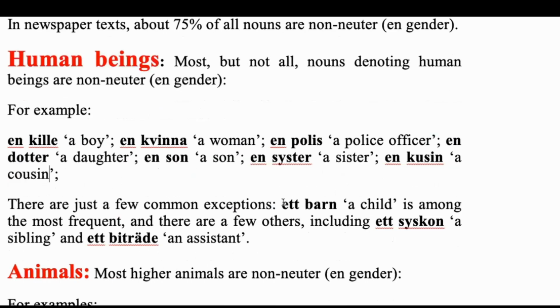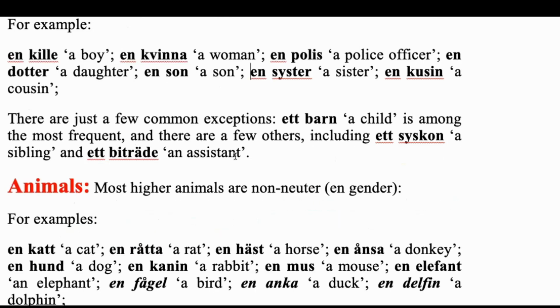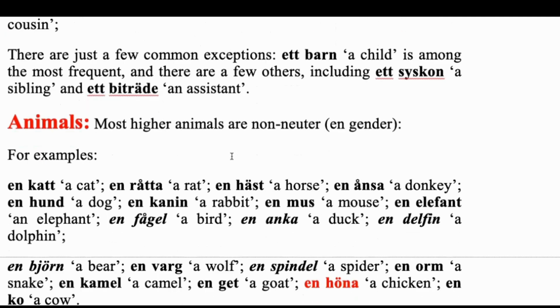There are a few exceptions here. For example, ett barn. It doesn't come in n gender. It is an ett gender. And then we have ett syskon, a sibling. Ett biträde means an assistant. There might be a few more, but these are very common ones that we have used here. So these are exceptions that you can use in ett gender. Otherwise, if you find any noun, just place n there. Okay. Next category we have is animals. The majority of the animals are also in non-neuter gender, meaning they are n nouns.